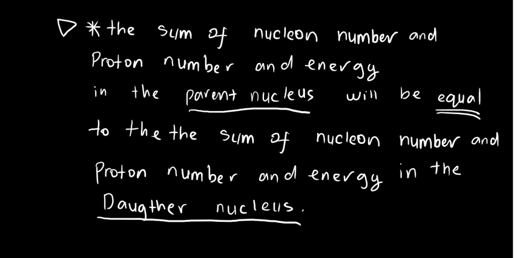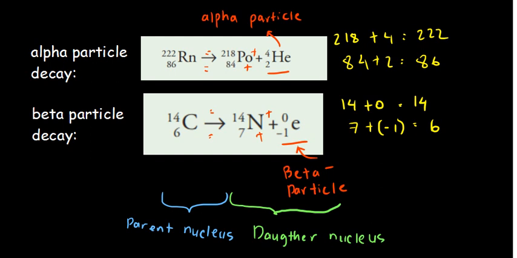So the idea is during a nuclear process, when you're balancing an equation, the total sum of the nucleon number and the proton number and the energy in the parent nucleus will be equal to the sum of the nucleon number and the proton number and the energy in the daughter nucleus. And here, of course, I'll give you an example. This is a typical exam question. So we have Rn, the element Rn, and it's going through an alpha decay.